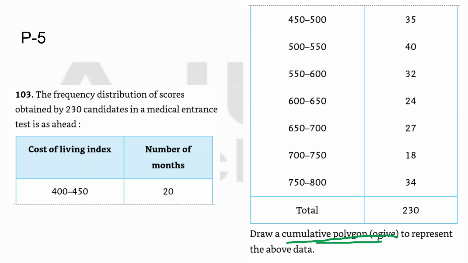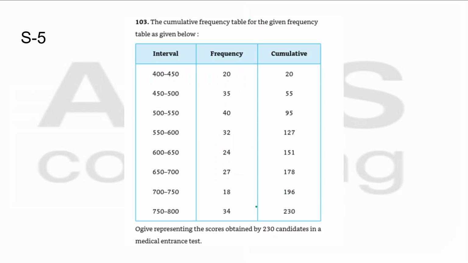Frequency polygon we know, but the new thing that we have to study is the ogive. Ogive is simply a very technical term for a simple thing, that is, cumulative polygon. What we mean by cumulative polygon is, whenever frequency distribution data is given, make one more column for the cumulative frequency. That is needed if you want to obtain an ogive. So let us see this. You have interval and frequency. This part was given in the question.